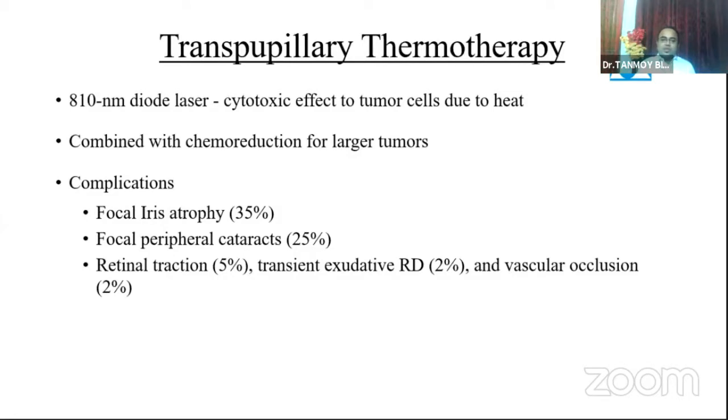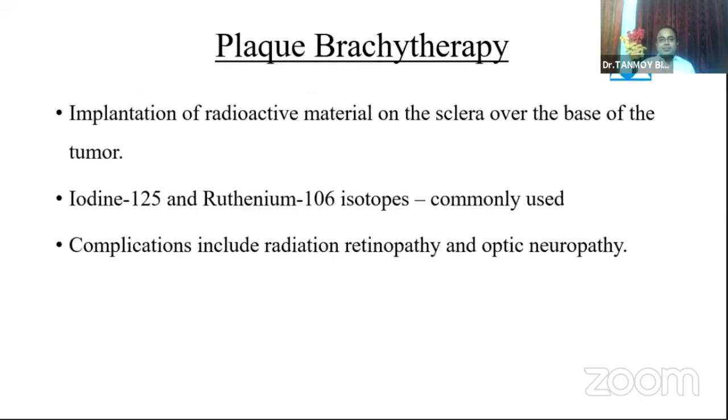So another form of focal therapy is transpupillary thermotherapy, used with a diode laser, causing a cytotoxic effect to tumor cells due to heat, and combined with chemoreduction for larger tumors. Complications can be focal iris atrophy, peripheral cataracts, retinal traction, and RD. Another form is plaque brachytherapy, implantation of radioactive material on the sclera at the base. It can be done with iodine 125 or ruthenium 106, and the complications include radiation retinopathy or optic neuropathy.